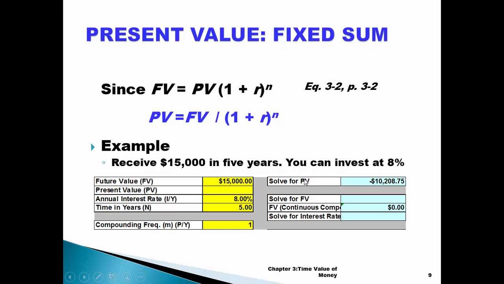$15,000 in 5 years is the same as $10,208 today. They're equivalent numbers, but they're just in different time frames. So present value says if you knew you were going to receive $15,000, what do you think that would be worth to you in today's money? What would you be willing to pay for it? What's the most you'd be willing to pay for it? That's our $10,208 and in this case 75 cents.